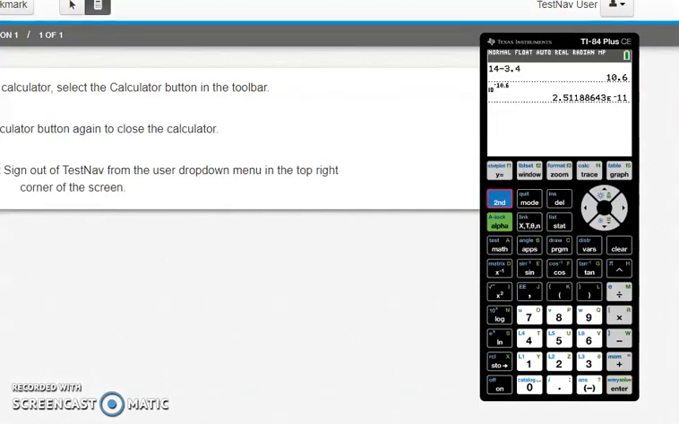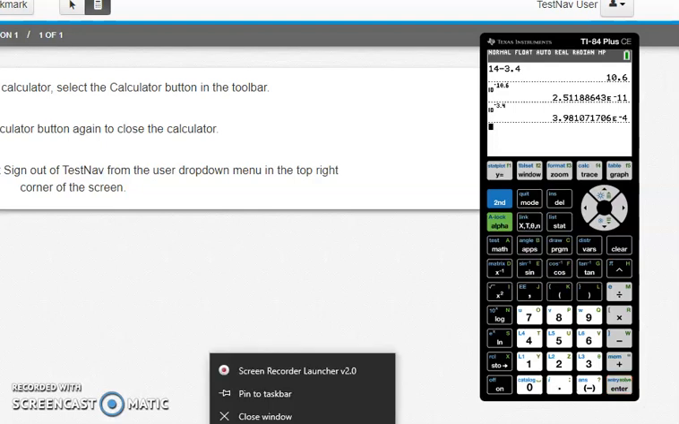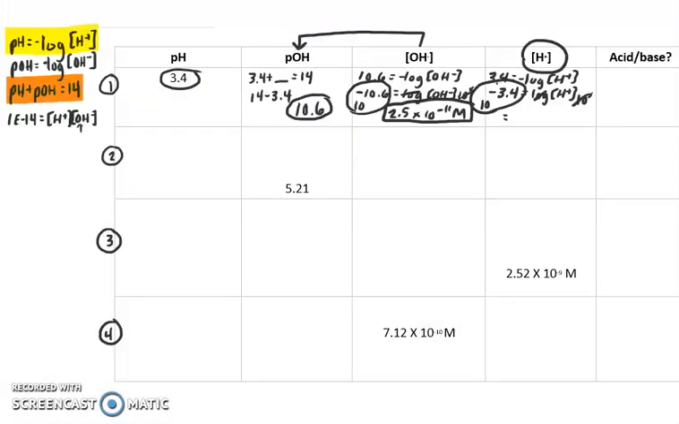Go back to my calculator. Second log, there's my 10 to the negative 3.4. And we get 3.98, so 4.0 times 10 to the negative 4th. All right, so 4.0 times 10 to the negative 4th M is my answer there. And then is it an acid or a base? We're going to look at the pH for that. Remember, pH less than 7 is an acid, pH greater than 7 is a base.